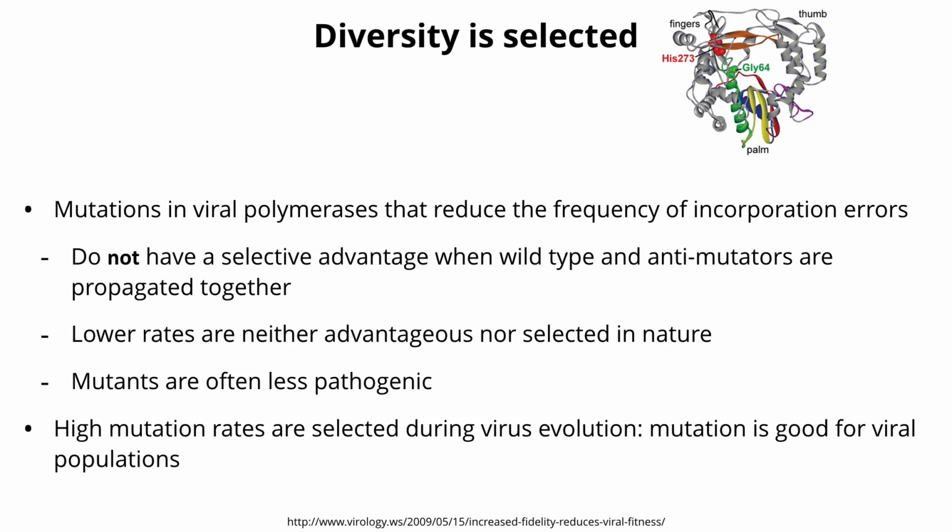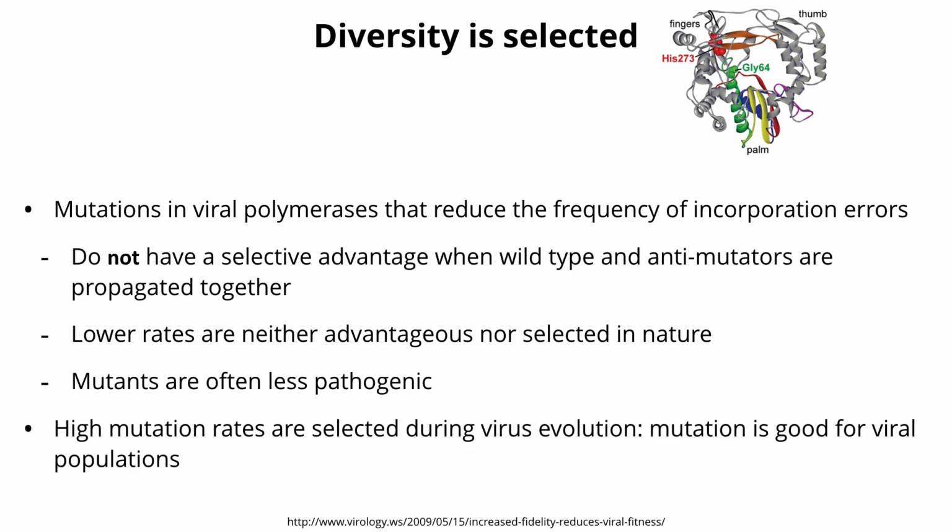If you infect an animal with two viruses, a wild-type virus and another one that makes fewer mutations, the one that makes fewer mutations always loses. It doesn't cause disease. They lose pathogenicity. So when you go from a cell culture to a complex infection in an animal, the ability to make mutations is absolutely essential. So high mutation rates are actually selected for during virus evolution.